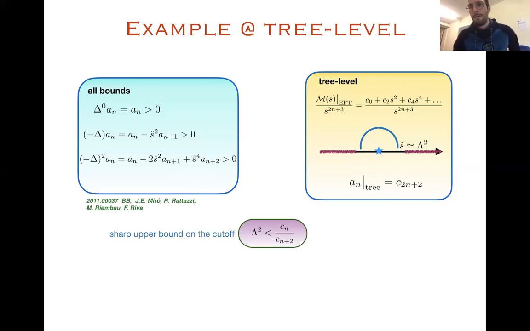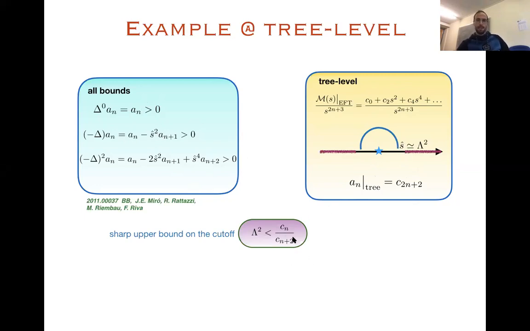Let me give you an immediate application of this fact. Take, for example, this one. This one, if you use the tree-level approximation, is just telling you that, well, first of all, there's no IR branch cut here, so I can take the radius of the arc all the way close to the cutoff.